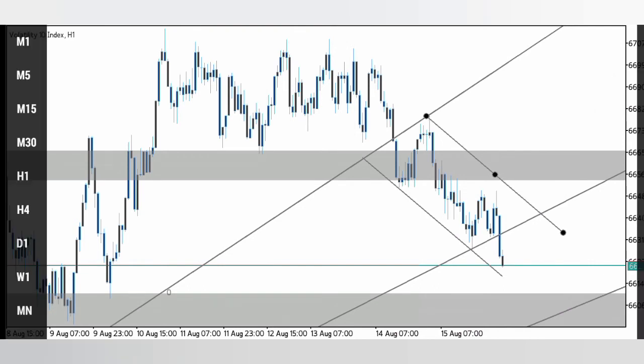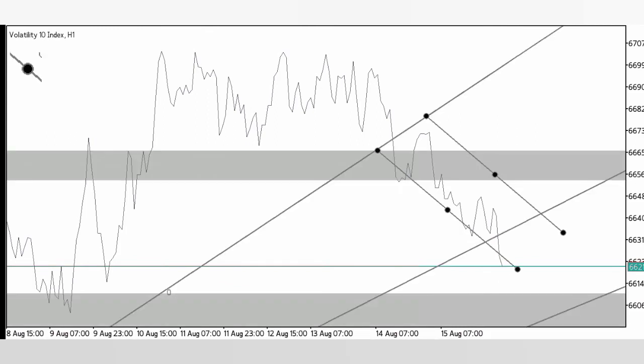Now secondly, go back to your line chart and make this as close to the price as possible. Yes. Now we have this, and then we go back to our candlestick chart.